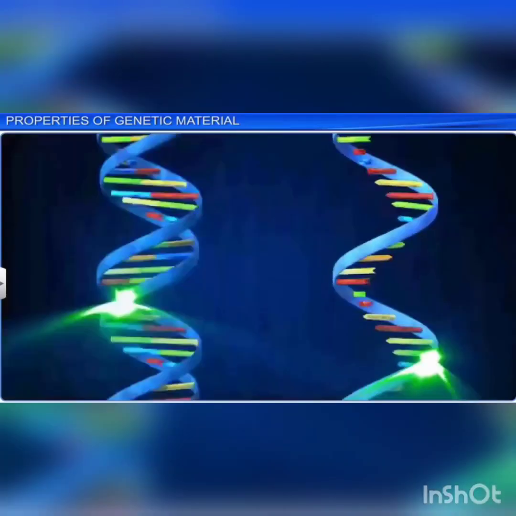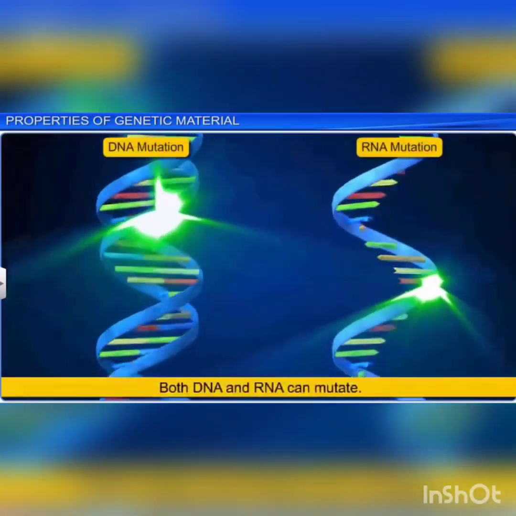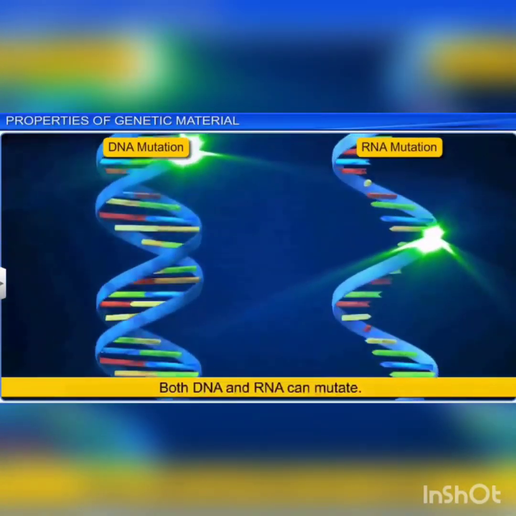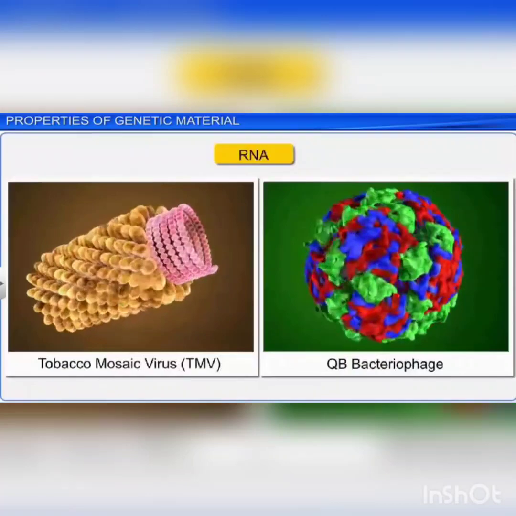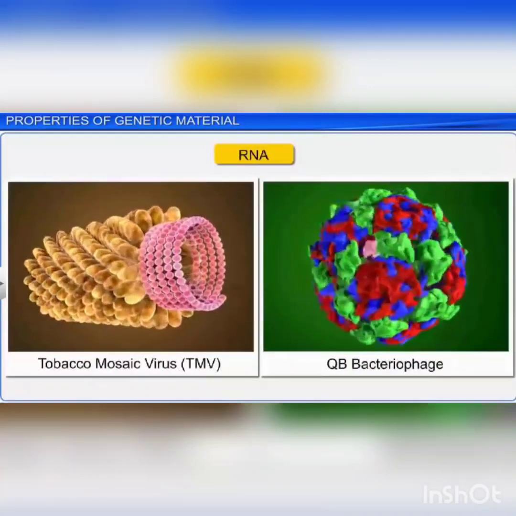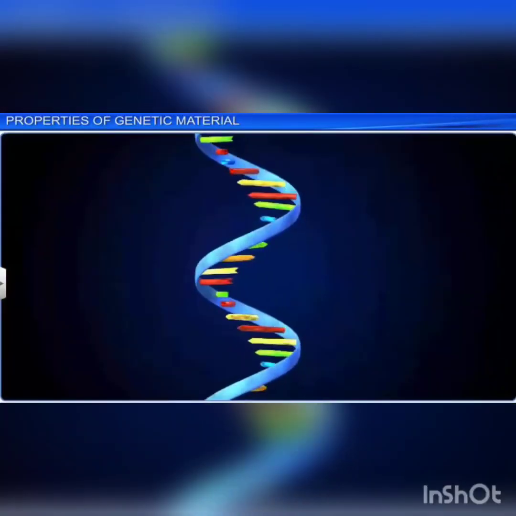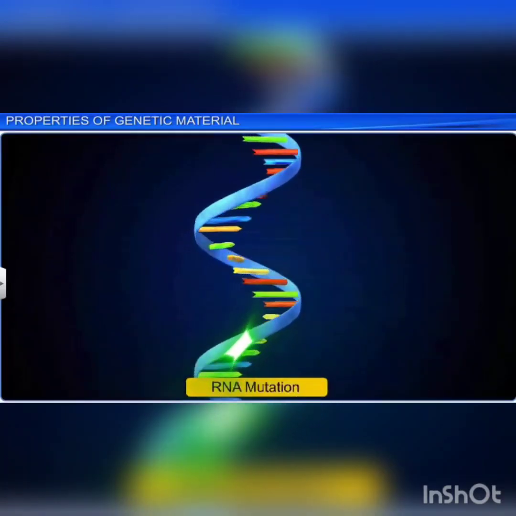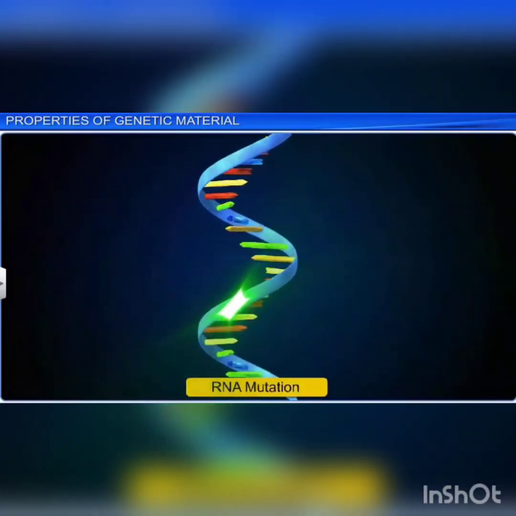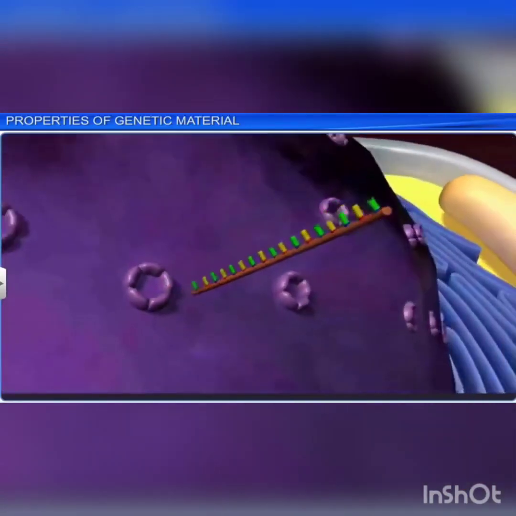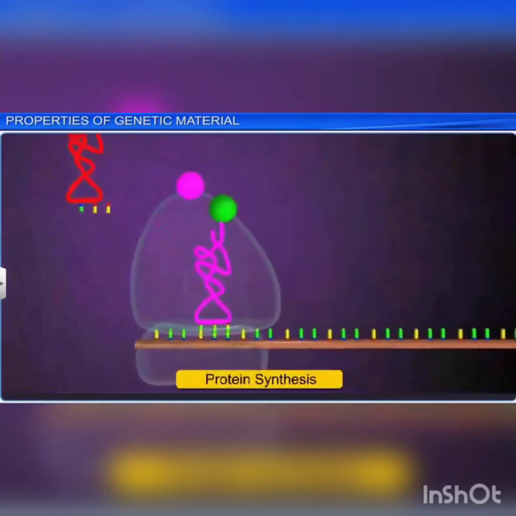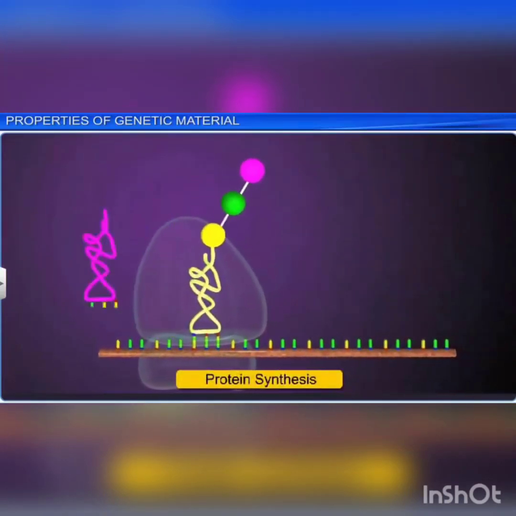Yet, both DNA and RNA can mutate. However, viruses with RNA genome evolve faster by mutation due to the ability of RNA to mutate quickly on account of its relative instability. Nonetheless, RNA can directly code for protein synthesis and thereby easily express the characters.